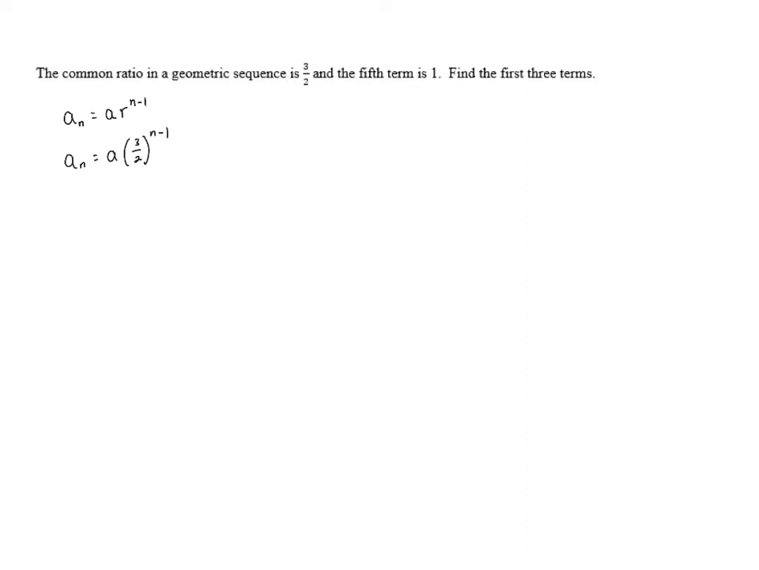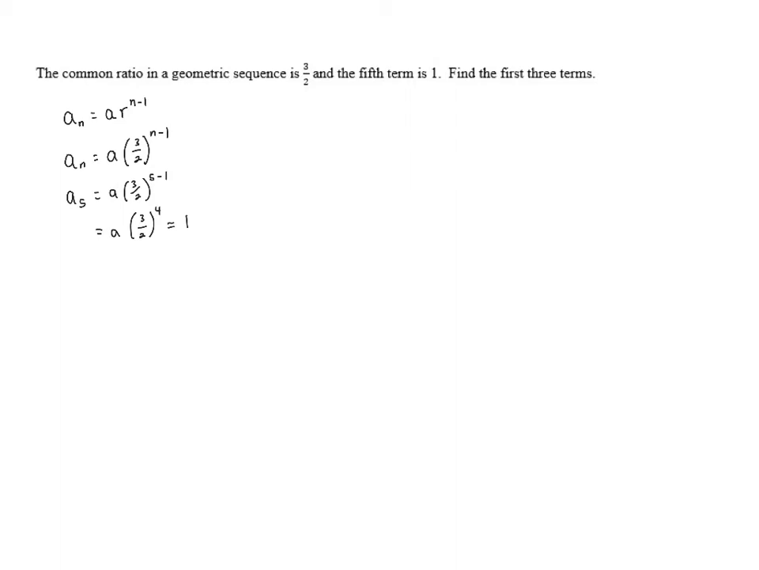But we're not told what the first term is. We're only told what the fifth term is. However, this is enough information to figure out what the first term is going to be. We're going to look at a sub 5, the fifth term. That's going to be a times 3/2 to the 5 minus 1 power. Now, 5 minus 1 is 4, so this is going to be a times 3/2 to the 4th power. And we're told specifically that the fifth term is equal to 1. So we can set this equal to 1, and then we have an equation with only one variable, a, so we can solve for a.